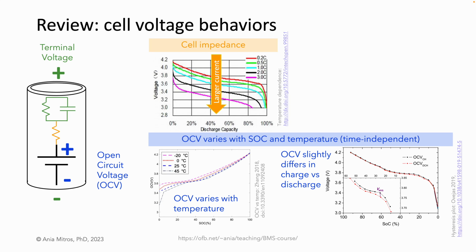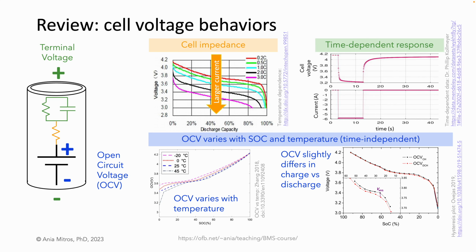The cell has impedance, which means the terminal voltage will change as a function of the current flowing into or out of the cell. And the cell voltage has a time-dependent response. We see in this plot that after a current pulse, the voltage takes time to settle. These concepts are important to understanding how to use voltage to estimate state of charge.